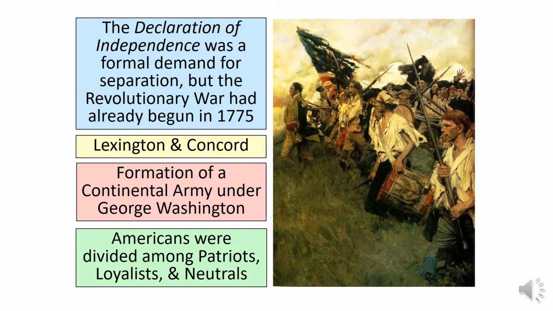The Second Continental Congress is going to form the Continental Army under George Washington, and we're going to talk about how Americans were divided among being loyalists, which meant that they loved England and wanted to stay English, being neutral, meaning they didn't have an opinion, and then being patriots, or rebels, which meant that they were against England and we're going to fight against England.